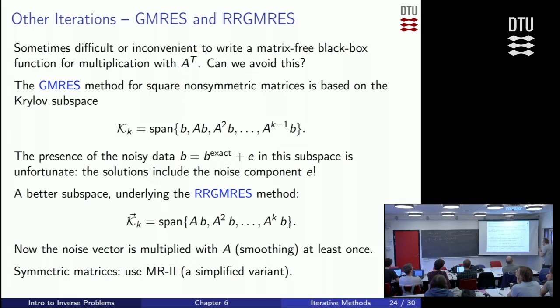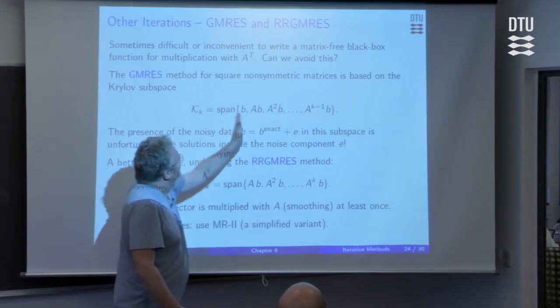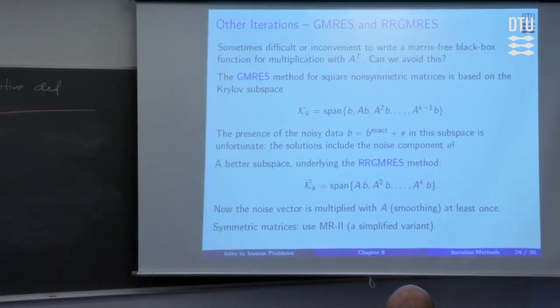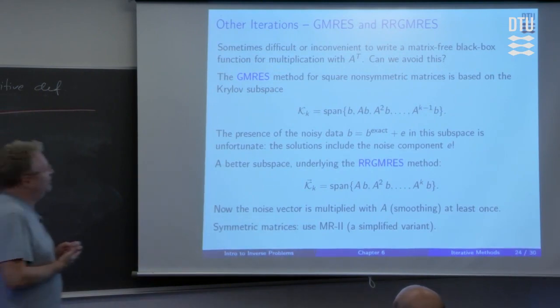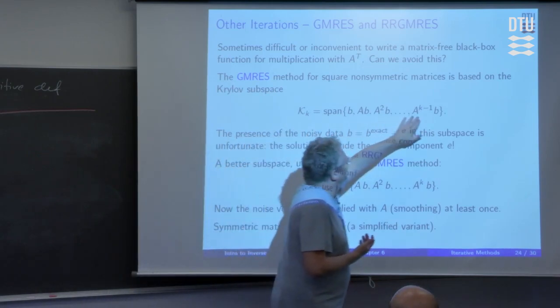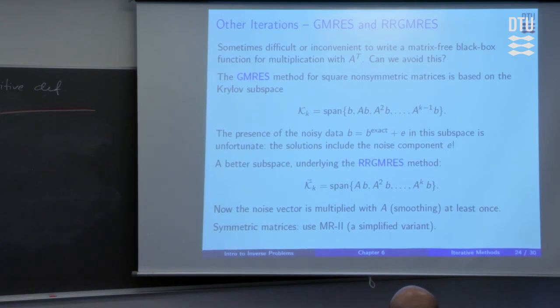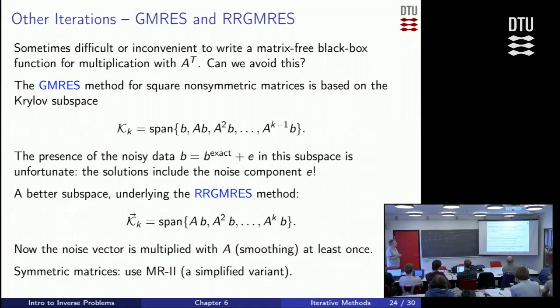But there's one thing here. There's one thing with GMRes that may not be such a nice idea, and that is, you see that our right-hand side B is in the definition of this Krylov subspace. So if you're working with noisy data, that means your noise is going to be present here in this Krylov subspace. And in certain applications, and with a large noise level, it may not be so nice that you express your solution in a subspace that has a large noise component.